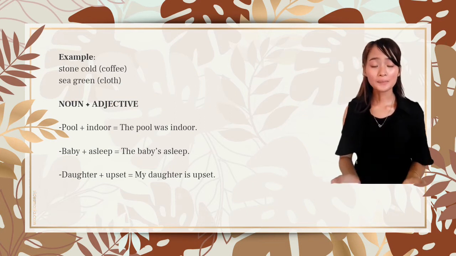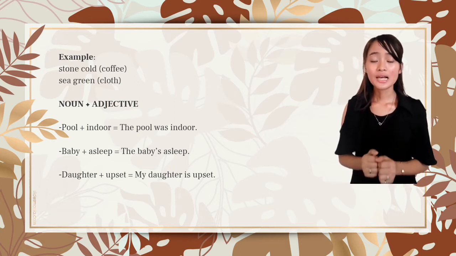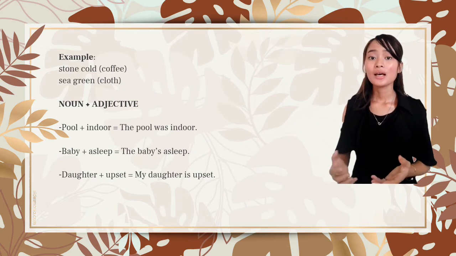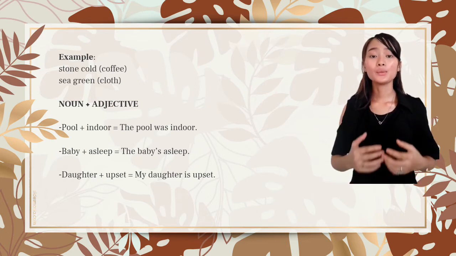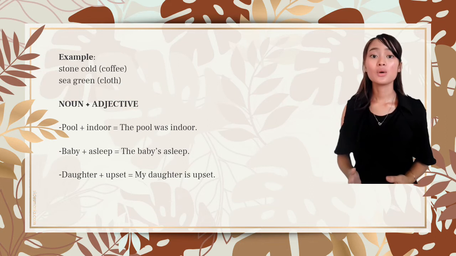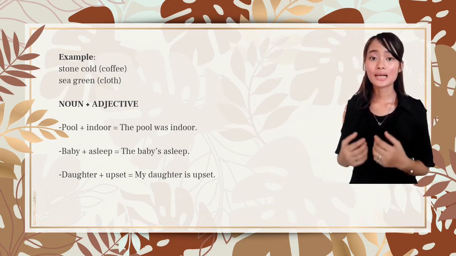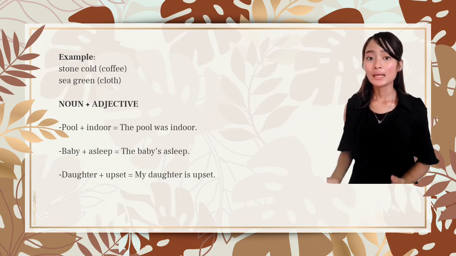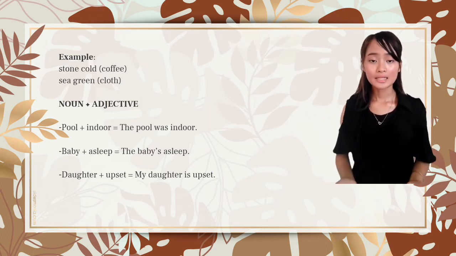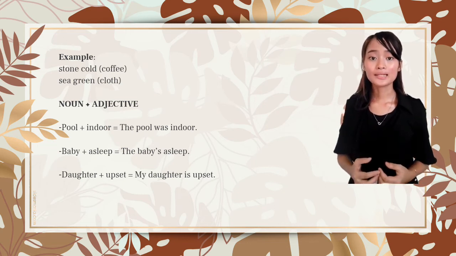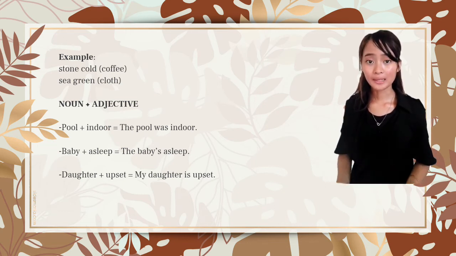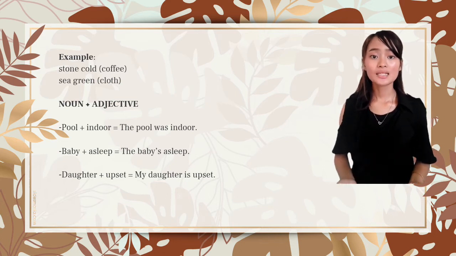And for the noun plus adjective, example for this, for the noun pool and added with adjective indoor is equal to the pool was indoor. Next example is the noun baby plus adjective asleep is equal to the baby's asleep. The last one, example for noun daughter plus adjective upset is equal to my daughter is upset.